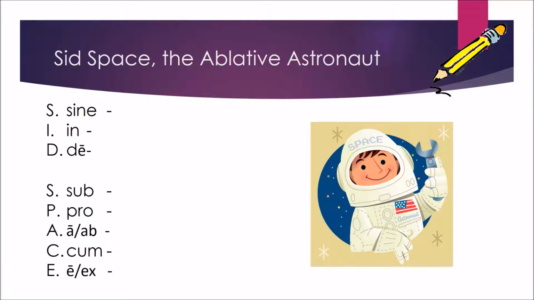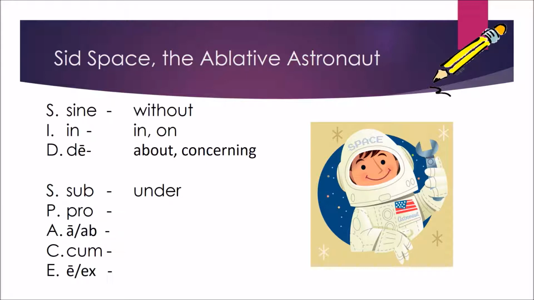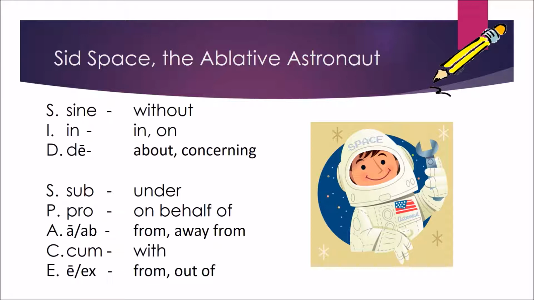of course we have our dear friend Sid Space, the ablative astronaut, to help us remember all of the prepositions in Latin that require an ablative noun right behind it to complete the prepositional phrase. We have sine, without; in, in or on; de, about or concerning; sub, under; pro, on behalf of; a or ab, away from or just from; cum, with; and e or ex, from or out of. And if you don't remember what these prepositions mean, go ahead and pause the video so that you can get these into your notes.